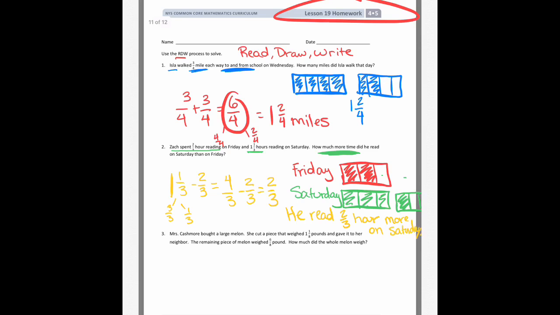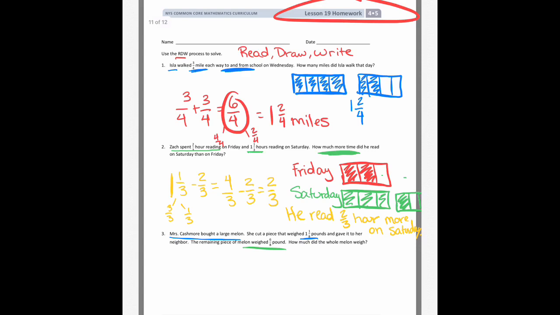Two-thirds of an hour more on Saturday. Okay, let's look at number 3. Mrs. Cashmore bought a large melon. She cut a piece that weighed 1 1/8 pounds and gave it to her neighbor. The remaining piece of the melon weighed 6/8 of a pound. How much did the whole melon weigh? So we need to take those two weights and add them together to see what it weighed originally. But first let's represent this with a picture.